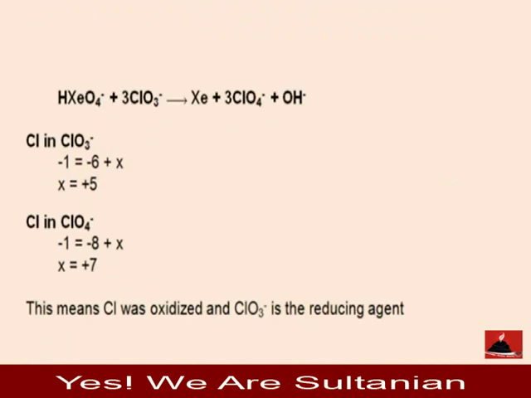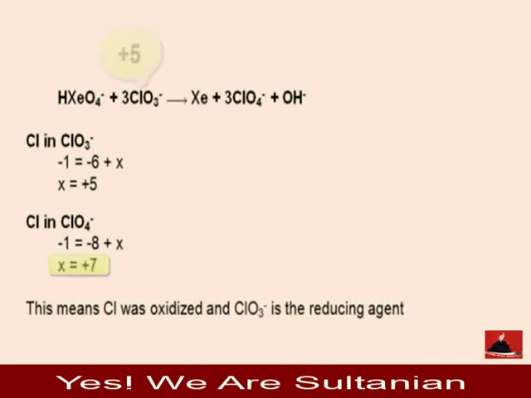Next, we'll look at the remaining atom, chlorine. So let's determine the oxidation number of chlorine in the chlorine polyatomic ion on the left, ClO3-. Doing some math, we find that the chlorine has an oxidation number of +5 on the left side. Then we'll determine the oxidation number of chlorine in the polyatomic ion on the right side. Turns out to be +7.